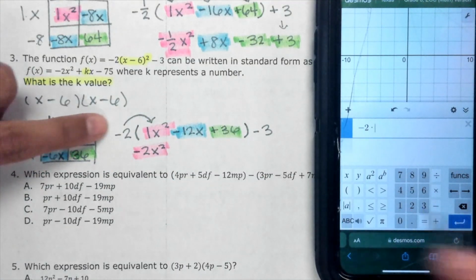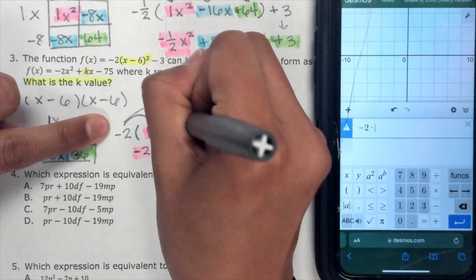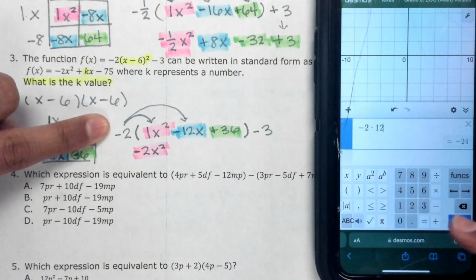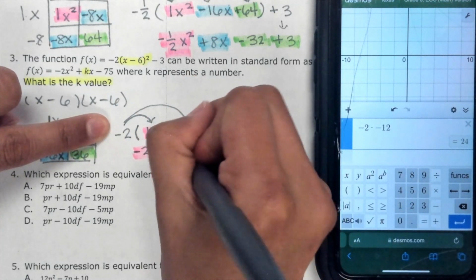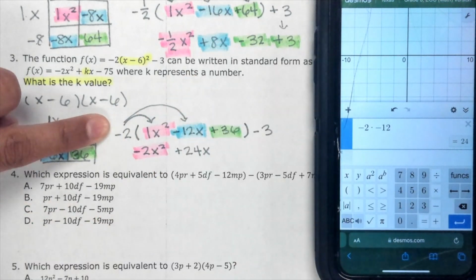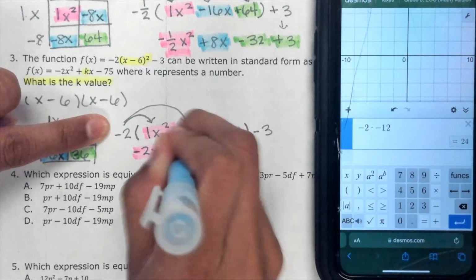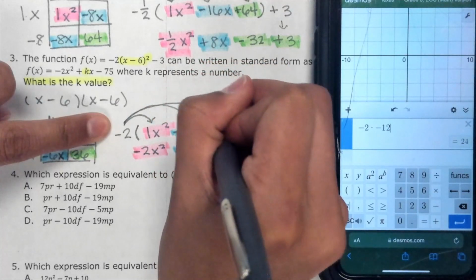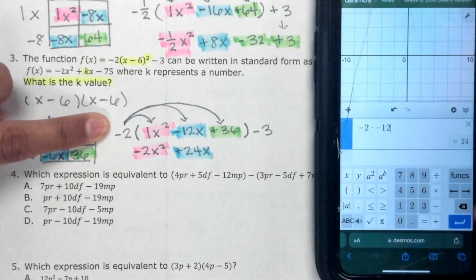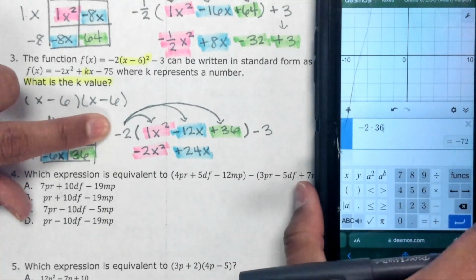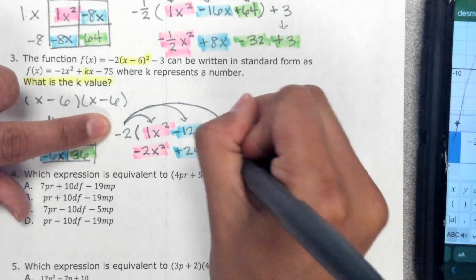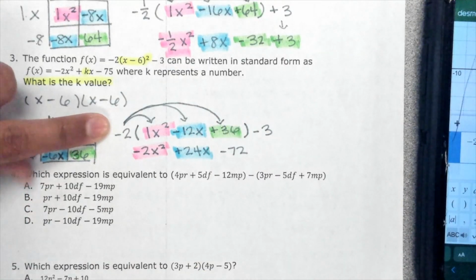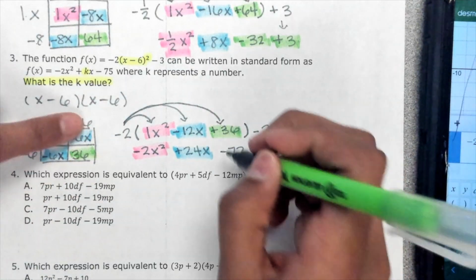Then we're going to multiply negative 2 times negative 12. So put that in your calculator, which gives us a positive 24x. Bring that x with you, stays the same color. Last number inside my parentheses, a negative 2 times a positive 36 gives us a negative 72. And it's just a number, no x's, so that number and that color stays the same.